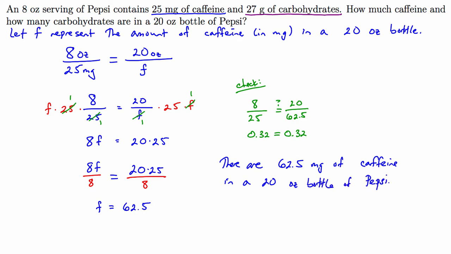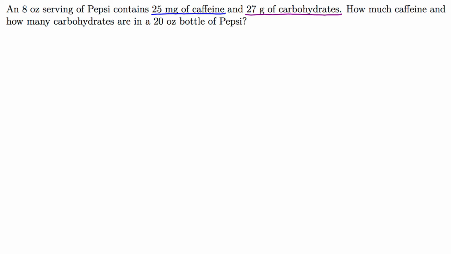We've now answered the first part of the question, how much caffeine is there in the 20-ounce bottle of Pepsi? We now need to answer the part about carbohydrates. Since the work is unrelated, I'll need more space to answer that part of the question. As we start the second part of the question, it will be very similar to what we did for the first part. The only difference is we're dealing with a different substance and a different quantity.